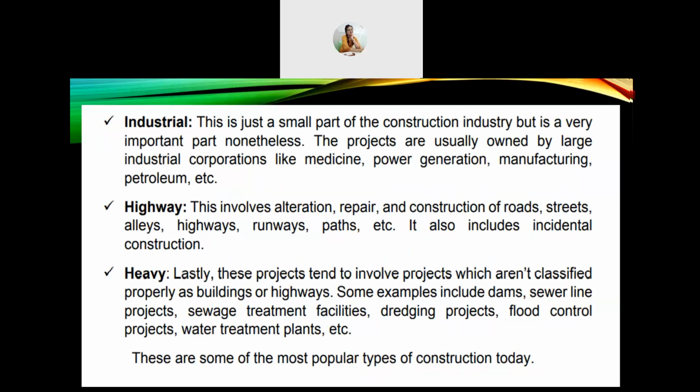Next, industrial. This is just a small part of the construction industry, but it is a very important part nonetheless. The projects are usually owned by large industrial corporations like medicine, power generation, manufacturing, petroleum, etc. Next, highway. This involves alteration, repair, and construction of roads, streets, alleys, highways, runways, paths, etc. It also includes incidental construction.